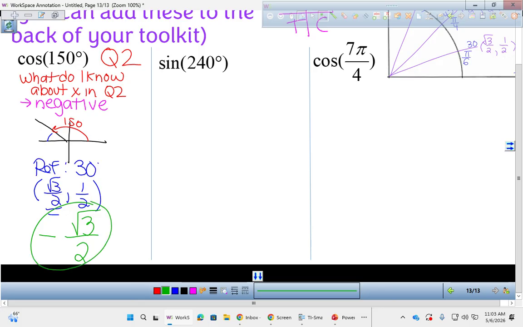A little bit more of a process than just directly it being in quadrant 1. But we didn't use a calculator at all. All right, let's look at the next one. 240. Let's think about what we know about 240 before we dive into anything else. 240 is in what quadrant? Does anybody need me to explain why this is quadrant 3? We're okay with that.